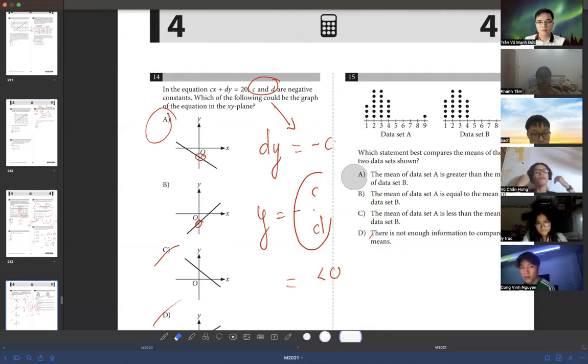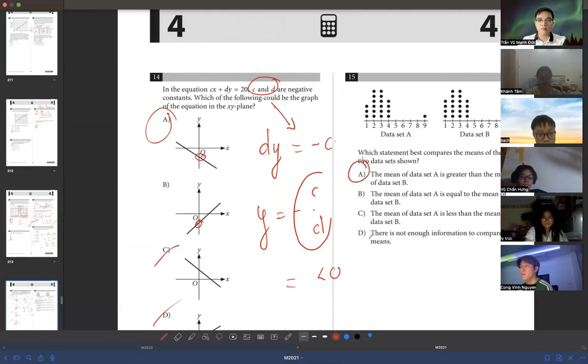15A compares the means of the two data sets. Right, you just calculate. Do you know how to calculate the mean in this case? Do you just use your calculator or do you base it on the graph? I'm basing it on the graph. I see the outlier. Oh, yes. Right. You see the outlier of data set A is on the right side or the left side? On the right side. If I place it on the left, what happens?